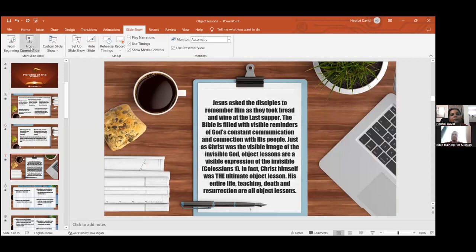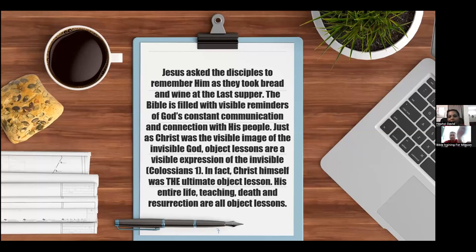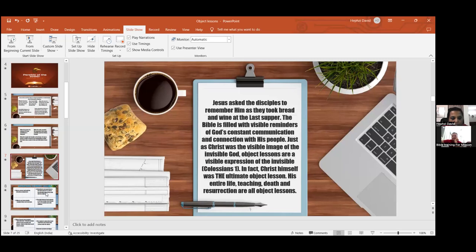And the most important thing, Jesus asked the disciples to remember him as they took bread and wine at the Last Supper. So the Bible is filled with visible reminders of God's communication and connection with his people. Just as Christ was the visible image of an invisible God, similarly, object lessons are visible expressions of the lessons that we are going to teach.